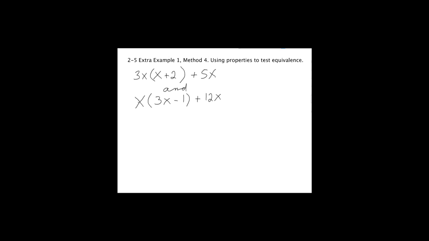Okay, Mr. B, this is a 2-5 extra example 1. This is the 4th method in the series. We're going to take a look at these two expressions and see if they are equivalent. And in this case, we're going to show that they are equivalent always, or not equivalent always. And we'll see how that will work out by using the properties that we've learned in algebra. So the first one we're going to look at is the top one, the 3x times, in parentheses, x plus 2, close parentheses, plus 5x.